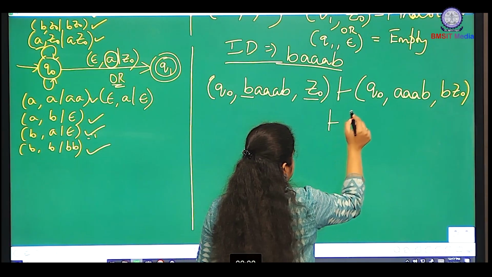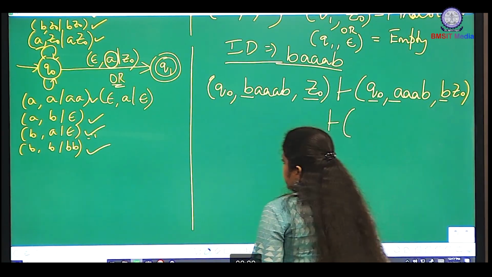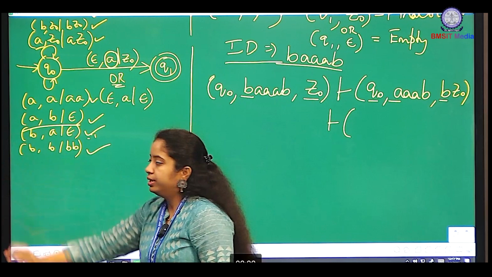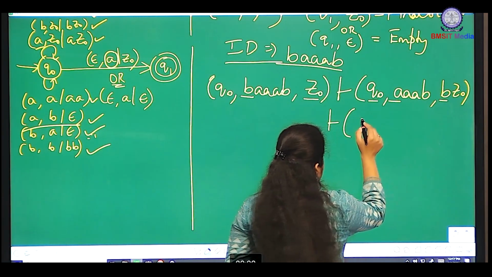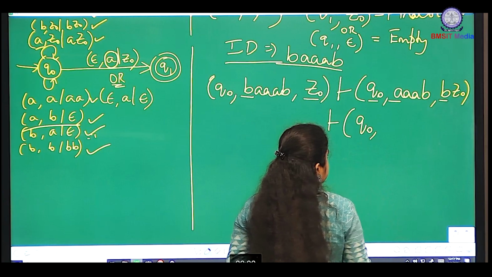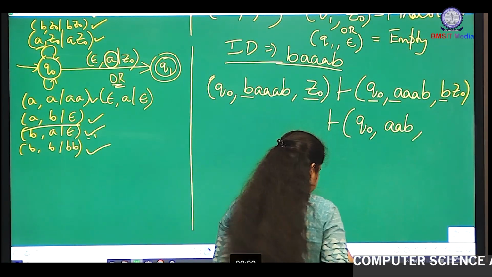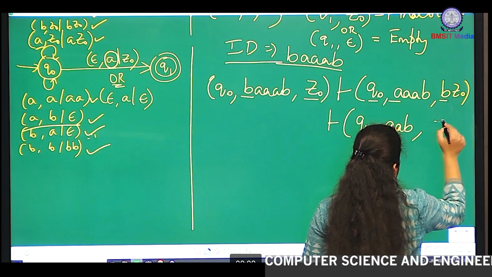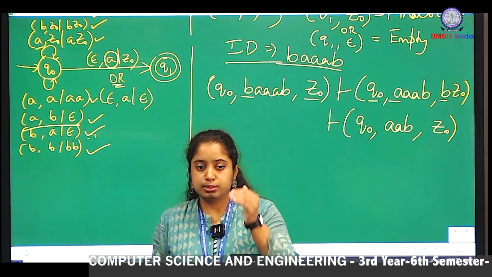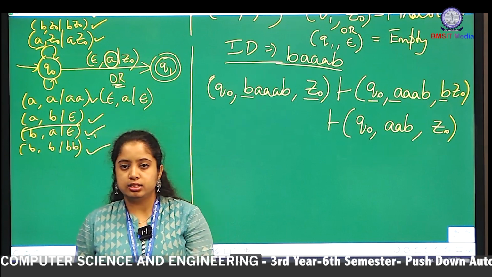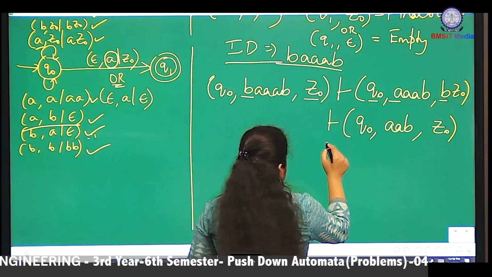So, next Q0 is reading A, B is in the stack. So, opposite element. So, just pop it. So, now stay in the same state. The remaining string is AAB. Just pop B from the stack. Remember, similar elements stay in the stack. If there are different elements, it will just pop it out.